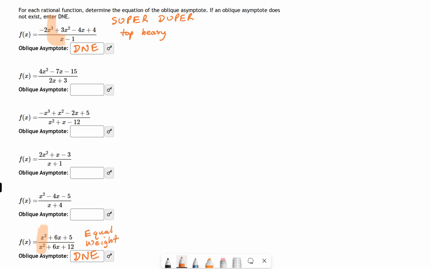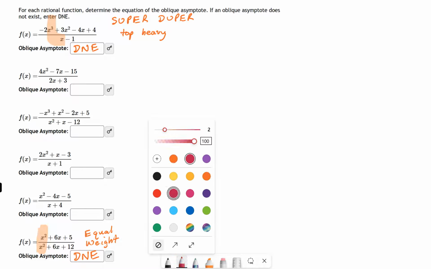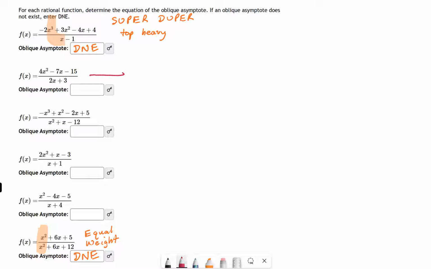And likewise, on the bottom of this thing, when you see equal exponents, x squared over x squared, equal weight. Cross them out. Doesn't happen. Even if that was 5x squared over x squared, that would also be equal weight because it's the exponents that I care about.